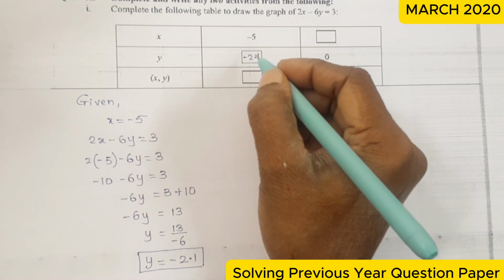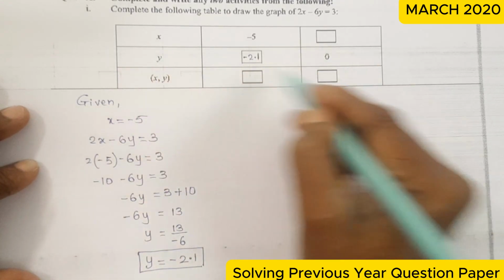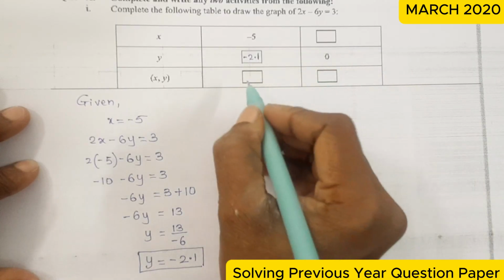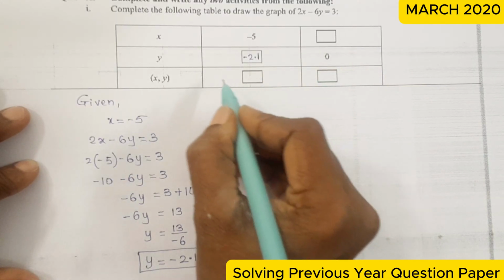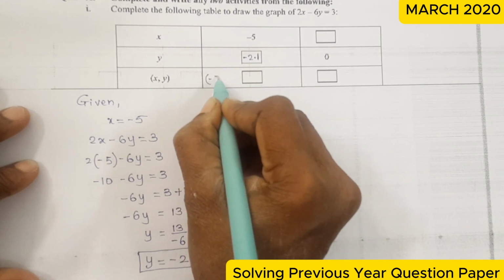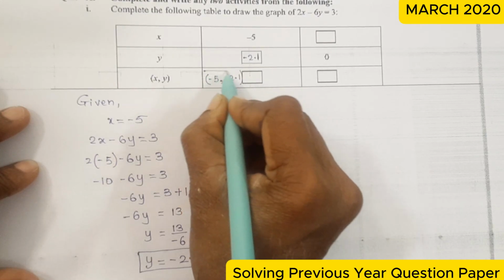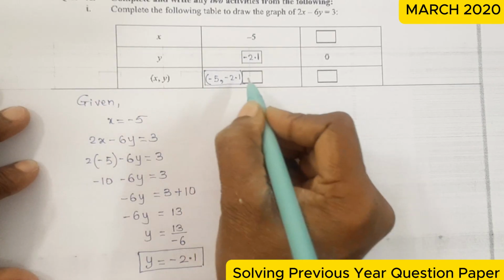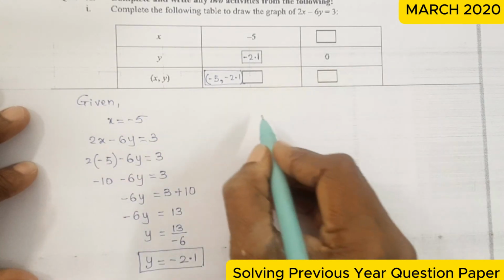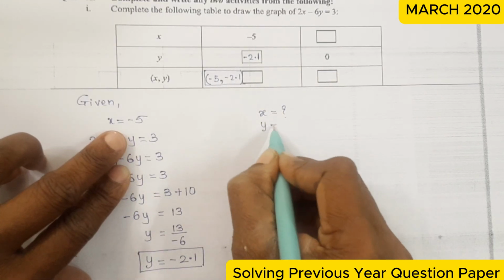In the answer sheet you have to draw the table and then put these values. Now in the table, in this box, I write down minus 5, and here minus 2.1. Students, I draw here because there is not sufficient space. Then the next part: x is equal to question mark and y is equal to 0.